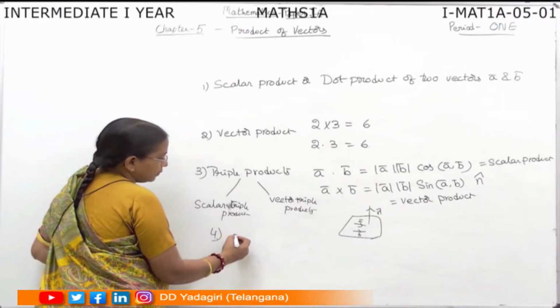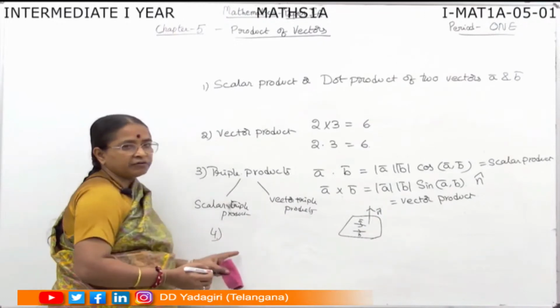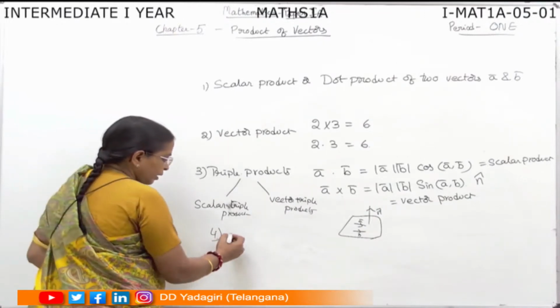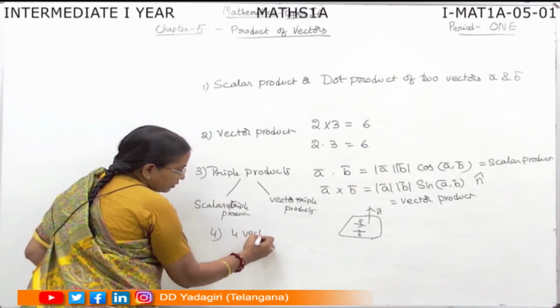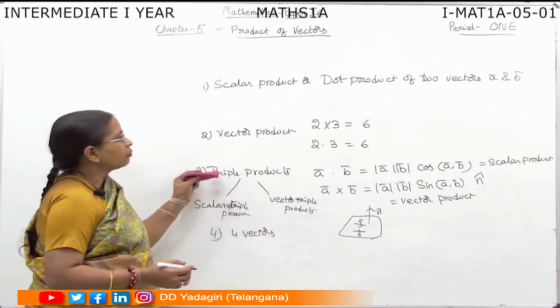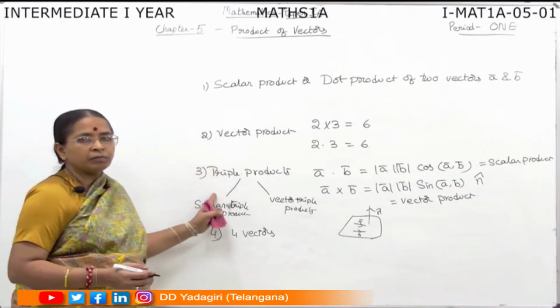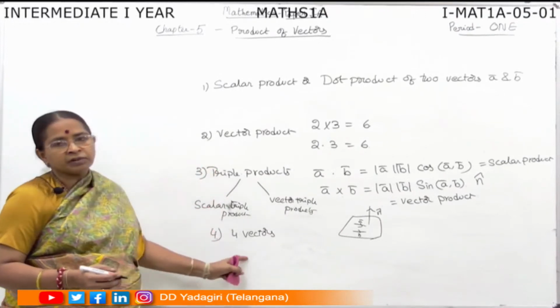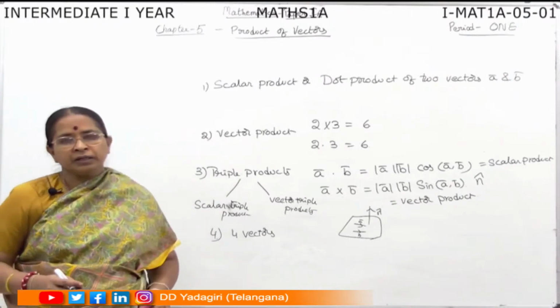And then you have the product between four vectors. How is the product between four vectors defined? So all this you will learn in this chapter. First you'll learn about dot product, then vector product or cross product, then triple product, then the products between four vectors. So these are the four things that you learn in this chapter.